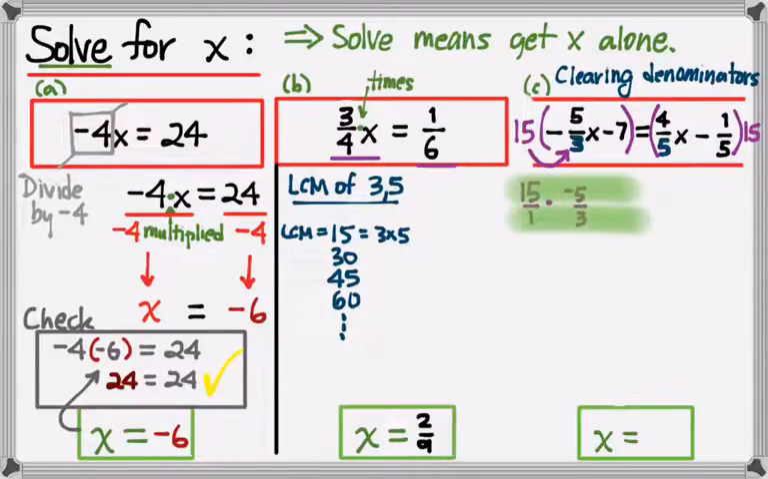So 15 times negative 5, 1 times 3. And then we have to do negative 75 divided by 3. We know this is going to be a whole number because that's the way that this clearing denominators process always works. What is negative 75 divided by 3?